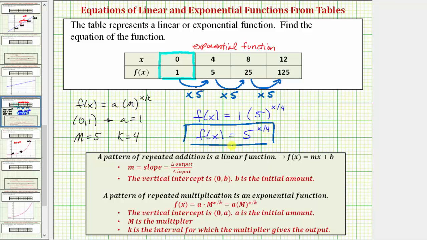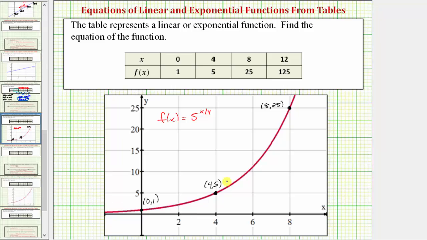Before we go, let's verify this graphically by graphing f of x on the coordinate plane and making sure it passes through the points given by the ordered pairs in the table. So f of x is graphed here in red, and notice how from the graph we can see it does pass through the first 3 points given in the table, and therefore we can assume it would also pass through the 4th point, and therefore the graph does verify our work is correct.